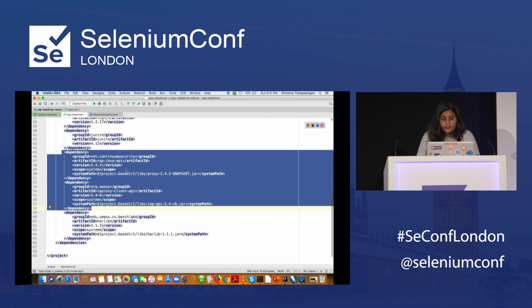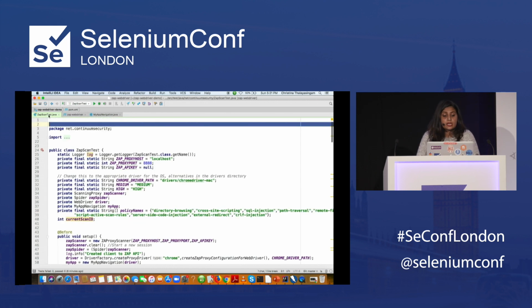So in my Maven project, I've added the dependencies for the ZAP API as well. And this is my code, so it's a very basic code, and I'm going to run it on BodgeIt Store, which is, again, an OWASP application. So I've got the Docker image of that.